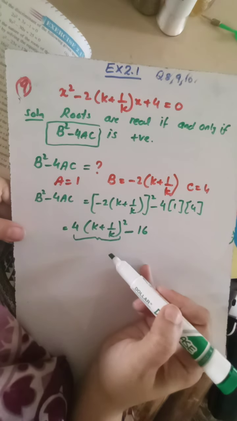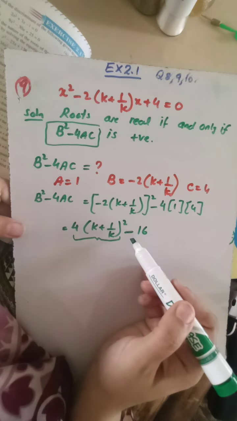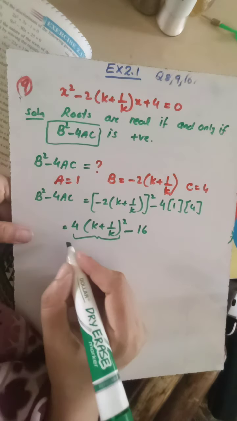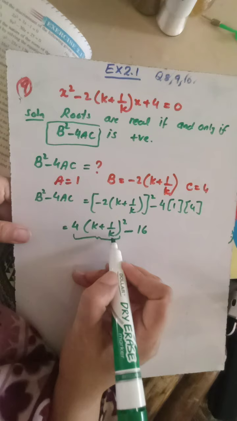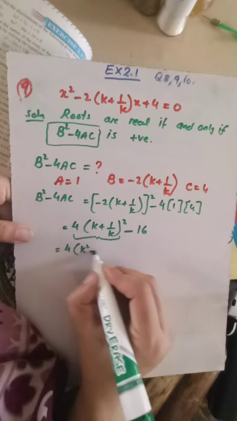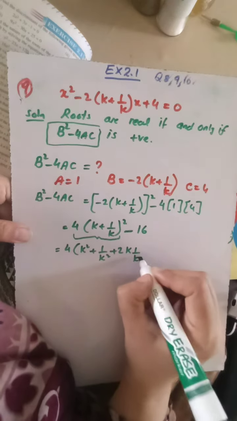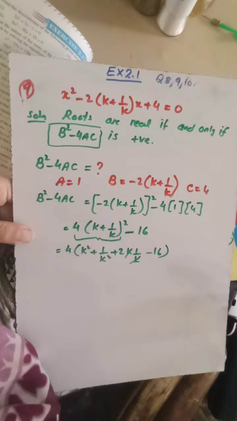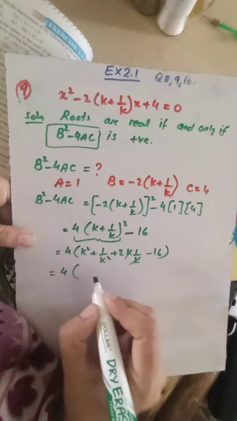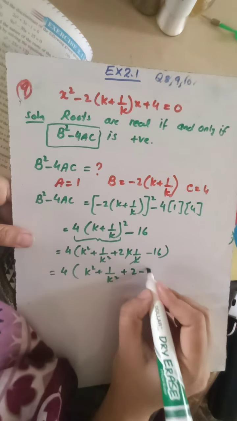We have to transform it into some other form so that we are very much sure about its positivity. Otherwise, at this stage we can't decide anything about it, because an unknown k is involved. Let me open this bracket and let's see if we can do anything about it. k square plus 2k into 1 over k, minus 16. Now this is 4 times (k square plus 1 over k square plus 2) minus 16.